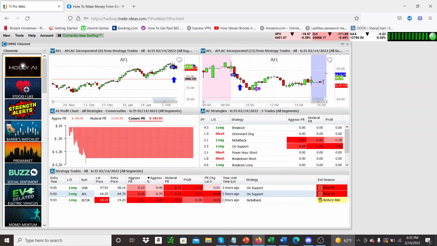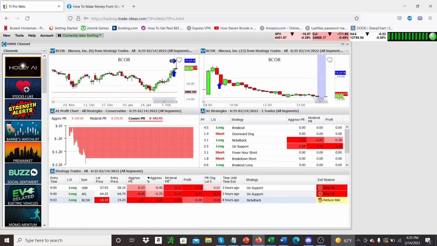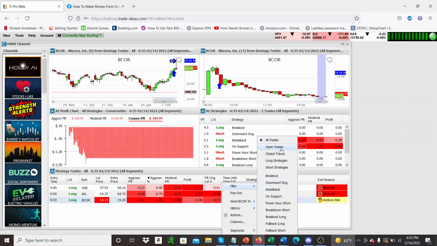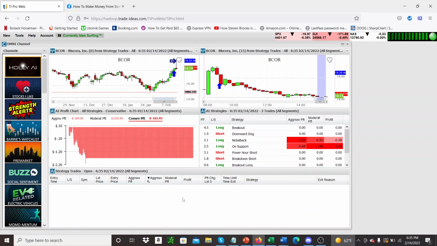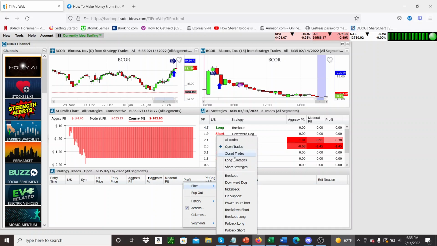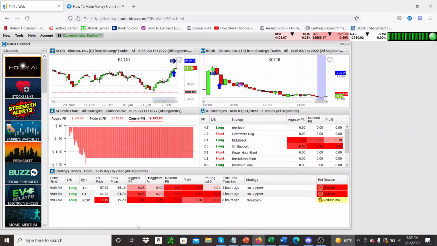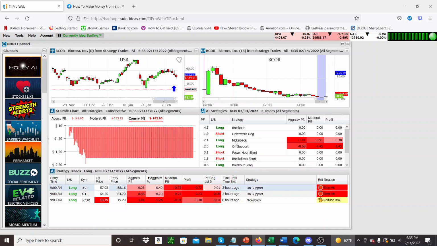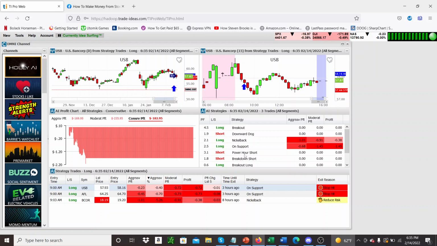By the time I looked at them, it looks like this artificial bot had traded these all for a small loss. And the only reason I know that is that I can go to filter and open trades, and there's no open trades. I can go to filter long strategies. They have these different strategies like breakout, downward dog, which I thought was like a yoga position or something. Nickelback, on support, power hour short, breakout long. I don't know what's going on here.